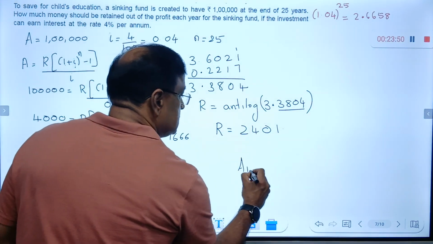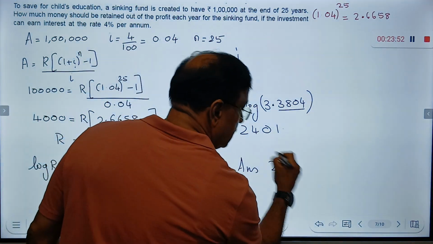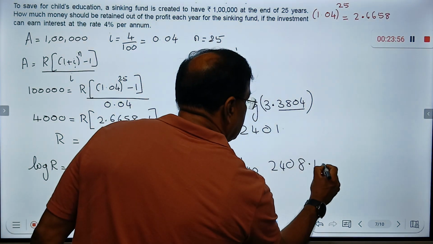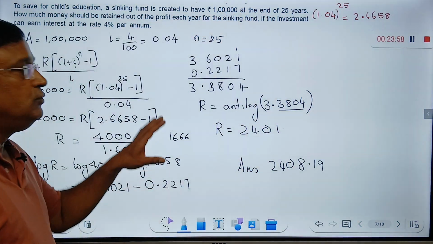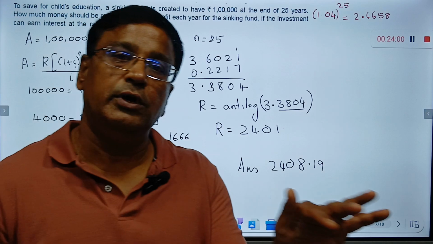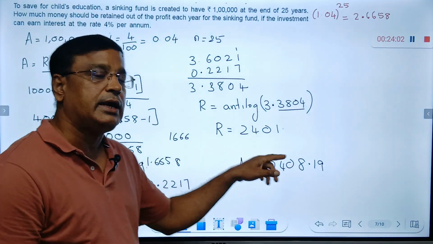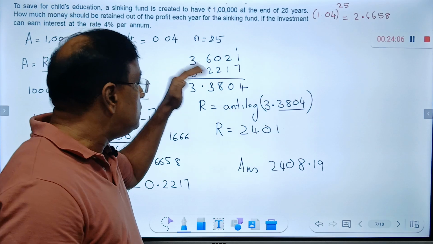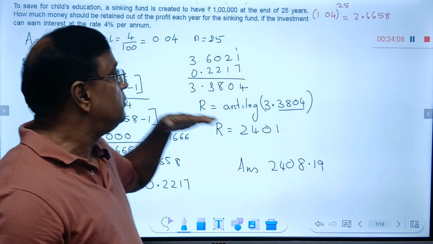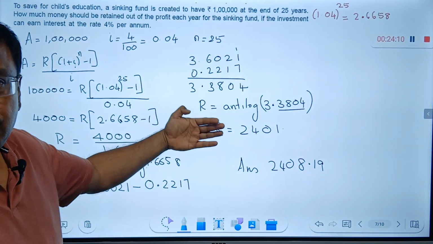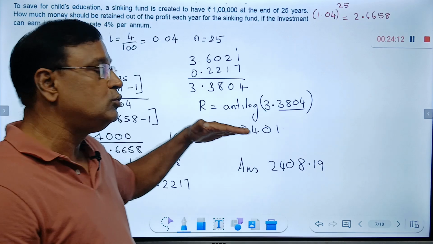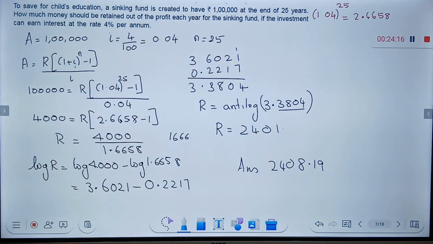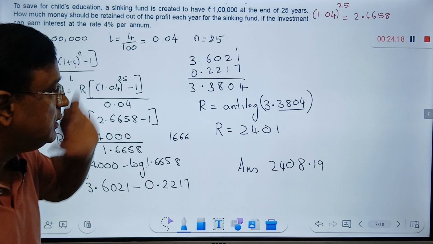Your book answer is given as 2408.19. It doesn't matter because we have used logarithm, which is accurate for 4 decimal places. They must have used the calculator, which is accurate for I don't know how many decimal places. So this is safer. This is what I think the answer key will be there for the examiner, because you are not allowed to use calculator in the exam. Is it clear? The book must have used the calculators. I hope this is clear to you.